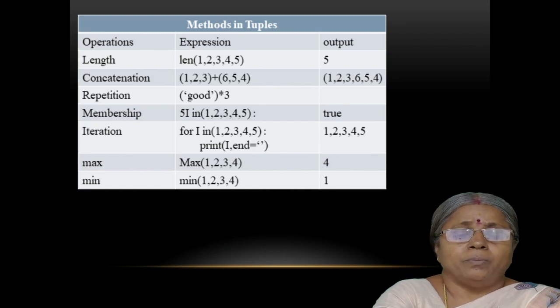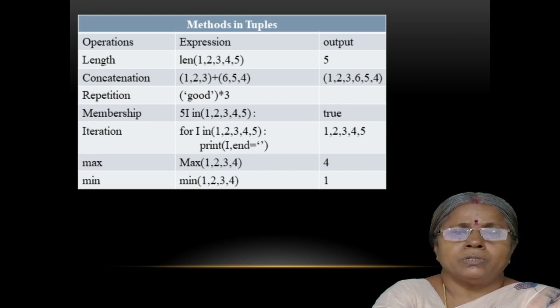Here are some of the methods available in tuples. First, a simple one, len. The len function is used to find the length, that is, the number of elements available in the tuple. Then the plus operator is used to combine or join two tuples. Then the repeat operation, by using the star operator, we can repeat the same values more than one time in a tuple. Then, similar to lists, here also we can use the in or not in operator.